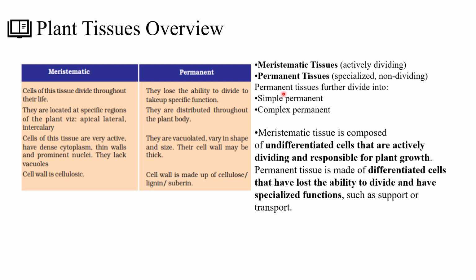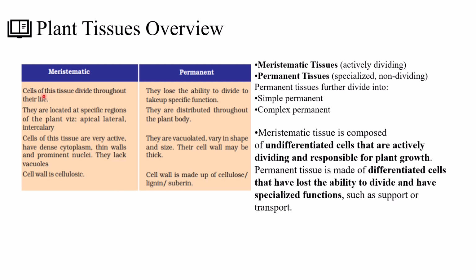Permanent tissues further divide into simple permanent and complex permanent, as we have discussed in the previous slide. Meristematic tissue is composed of undifferentiated cells that are actively dividing and responsible for plant growth. Permanent tissue is made up of differentiated cells that have lost the ability to divide and have specialized functions such as support or transportation. Now here we have a differentiation table between meristematic and permanent tissue.